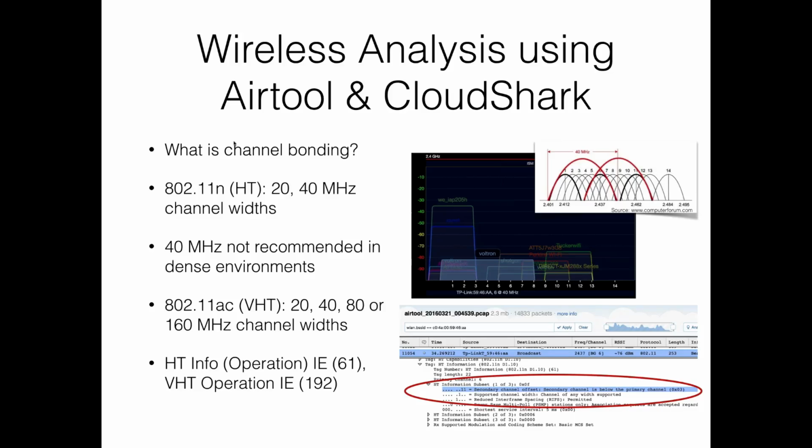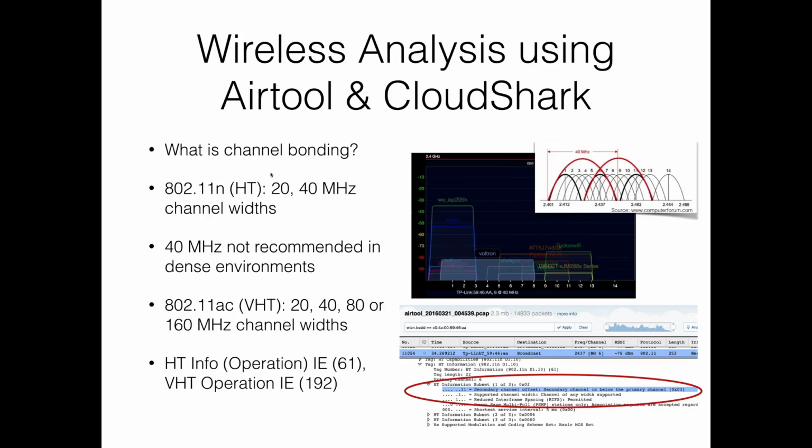For 802.11ac, which is the newest standard, you can have 20, 40, 80, or even 160 megahertz channel widths. 802.11ac can only be used in 5 gigahertz. So there's more room there to use the different channel widths, although in most cases it's only advisable to use 20 or 40. Because when you use 80 or 160, the number of available channels that do not overlap gets drastically reduced. So you have fewer options to configure your network on.